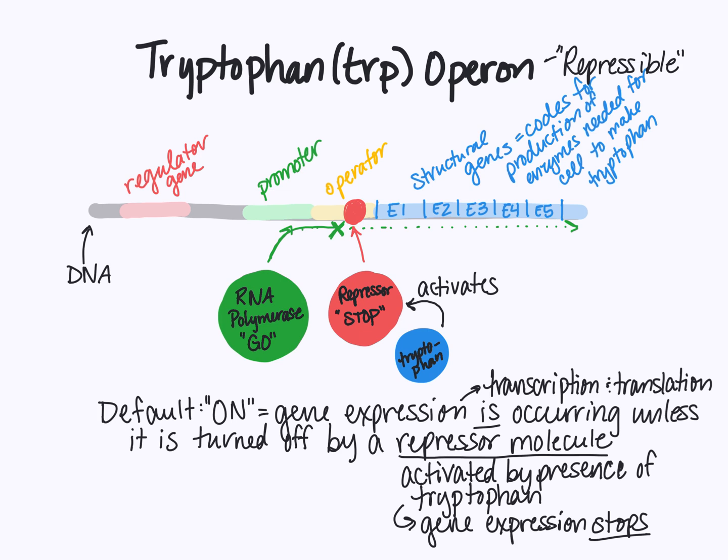Now, this is only temporary, because once that tryptophan is used up and goes away, it's going to unbind from the repressor. The repressor is going to remove itself from the operator, and then the RNA polymerase will be able to access the rest of the operon in order to transcribe those genes.